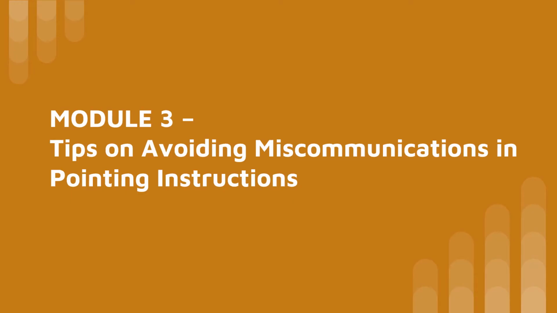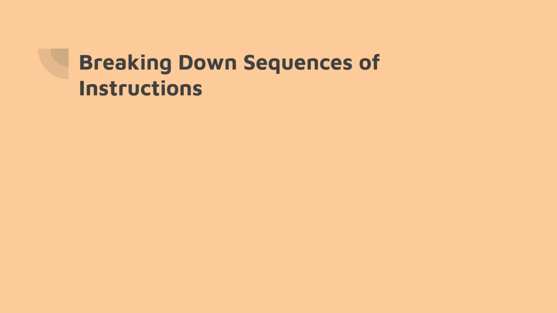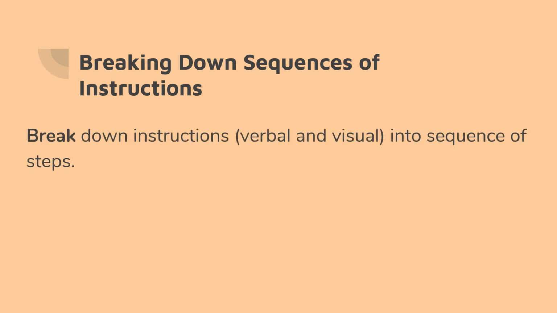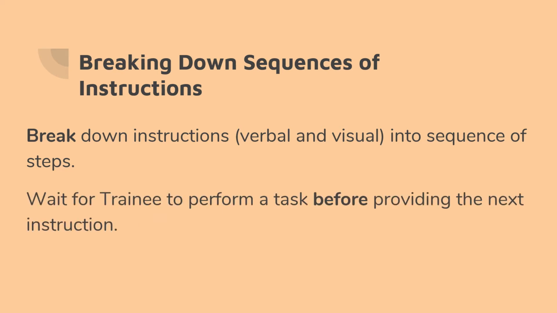Module 3, Tips on Avoiding Miscommunications in Pointing Instructions. Be cognizant of the fact that a pointer only conveys a single focal point of view at a time. Break down instructions, both verbal and pointer, into a sequence of steps rather than providing a large chunk of instructions at once. Wait for the trainee to perform a task before providing the next instruction.